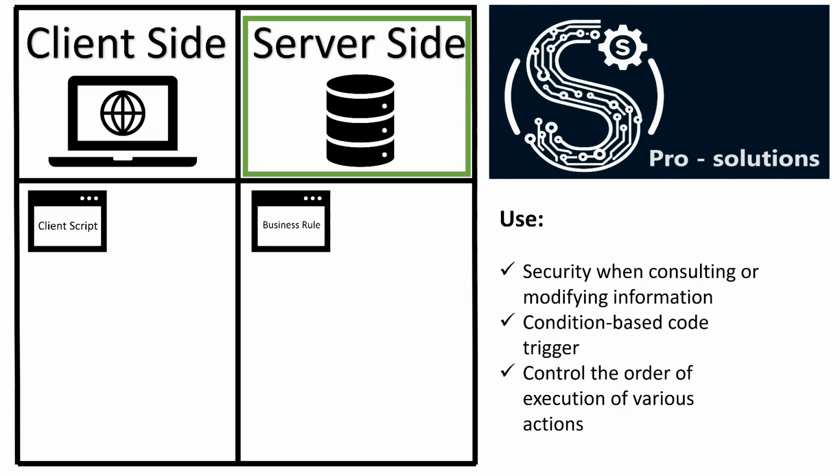Condition-based code trigger. As we have mentioned, we can execute the business rule code based on conditions. Control the order of execution of various actions. We can determine the order in which the actions are executed at the moment in which they are triggered after a certain event. These are just some of the most frequent business rule-oriented uses. But the possibilities are truly unlimited and they will depend on the requirements we have and our knowledge of programming.